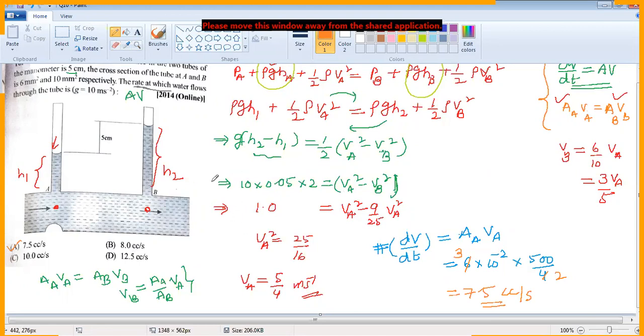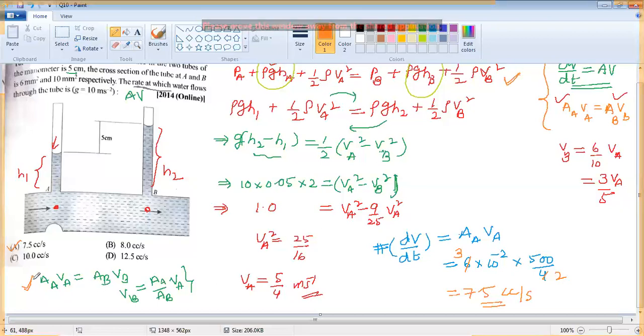This is used to measure the rate of water flow. So by using the Archimedes principle, by using Bernoulli's principle, by using the equation of continuity, we can solve all the different types of numericals.